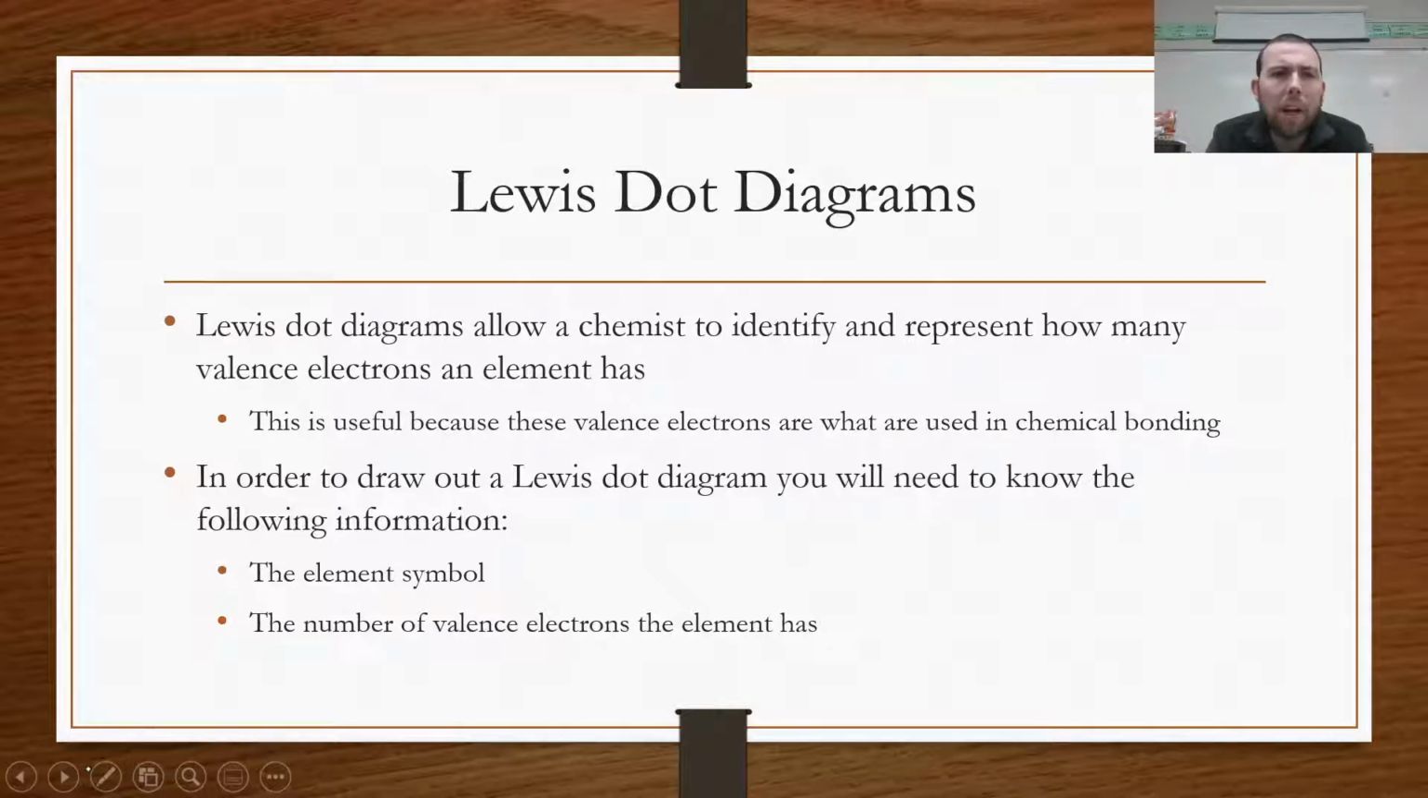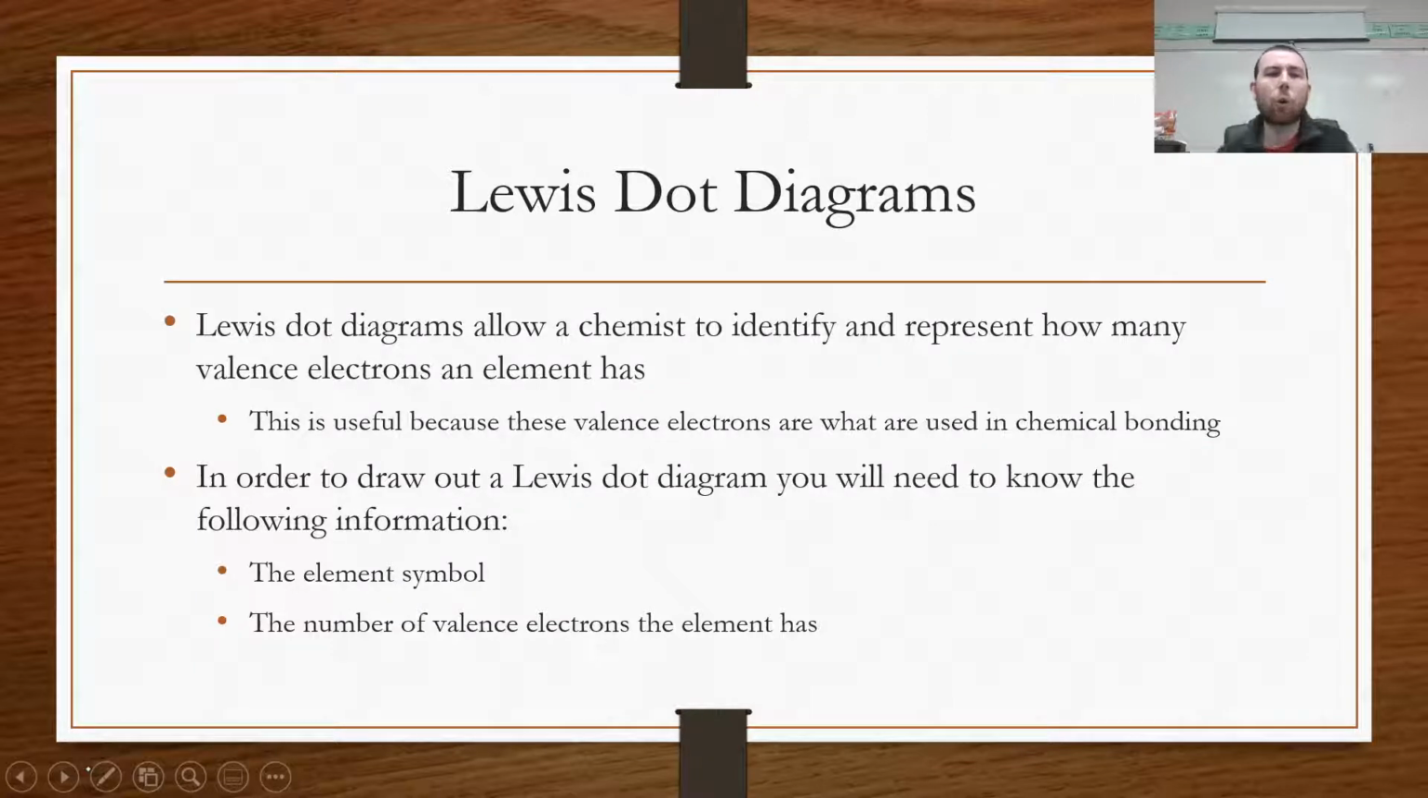Now you might be thinking, why is this useful? Well, being able to look at the number of valence electrons for an atom is useful because those are the electrons that are involved in chemical bonding. And so when we think about chemical reactions and chemical changes that take place, that's due to the valence electrons moving within an atom to get to a stable position.